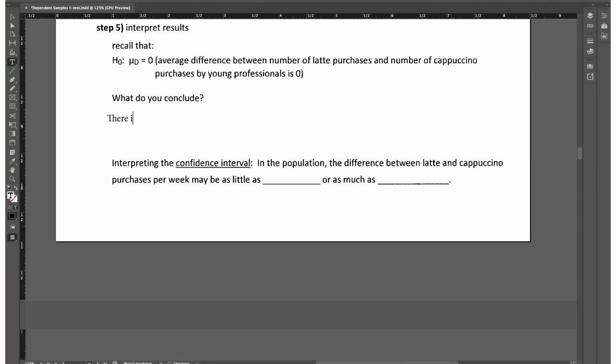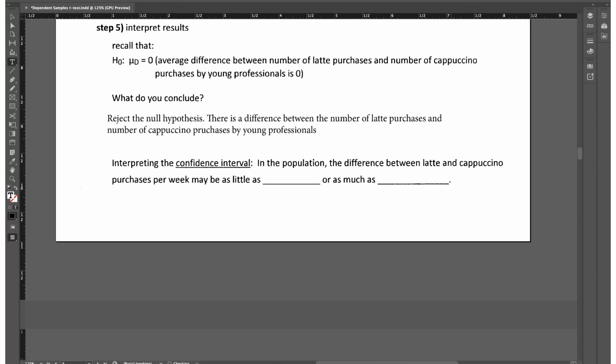I looked at the wrong spot in my notes. Reject the null hypothesis. There is a difference between the number of latte purchases and number of cappuccino purchases by young professionals.